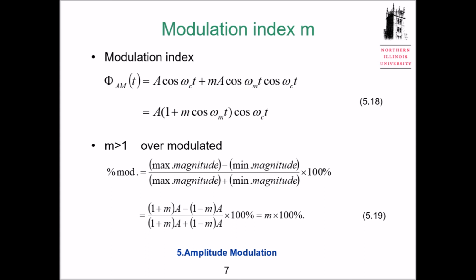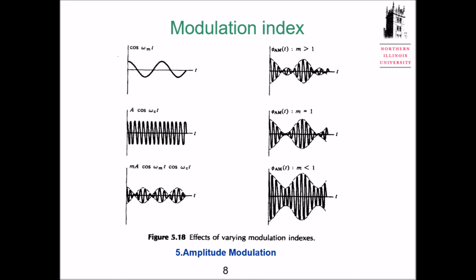Generally, m in commercial AM broadcast is around 0.7. So this is how I can find the modulation index. Later we show an example of how I can find m from a given signal. Then we show several examples. So for different m, my signal will look different.